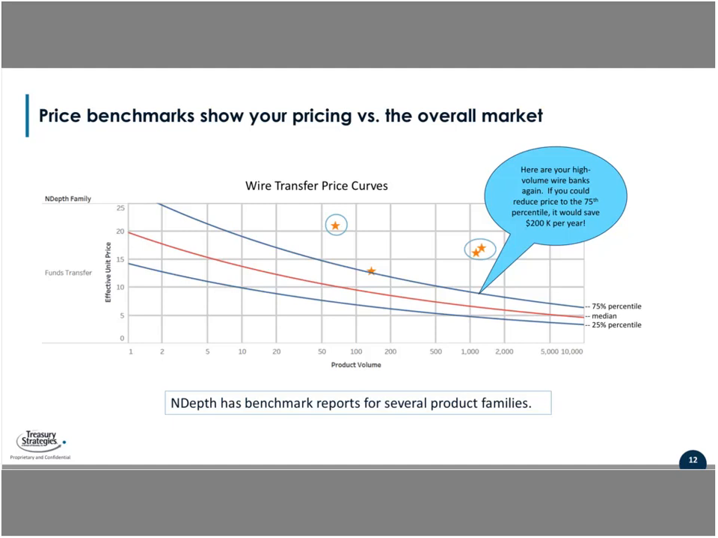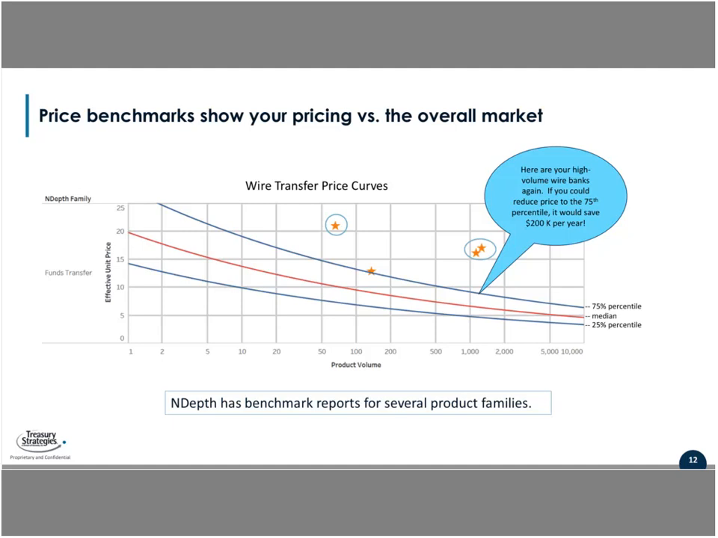We have calculated the pricing curves based on a combination of price and volume that gives you the best possible representation of what market pricing looks like. So the top blue line represents the 75th percentile, the red line is the median, and the bottom blue line is the 25th percentile. And we have price benchmarks like this for several product families coming out of NDepth.